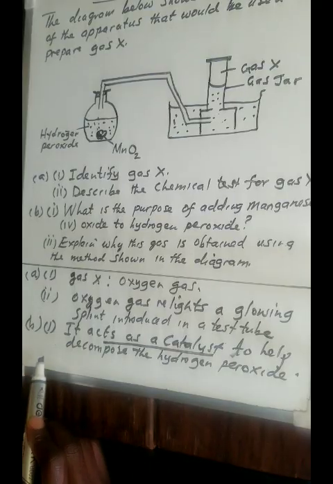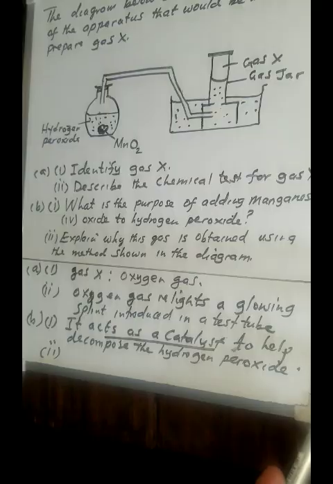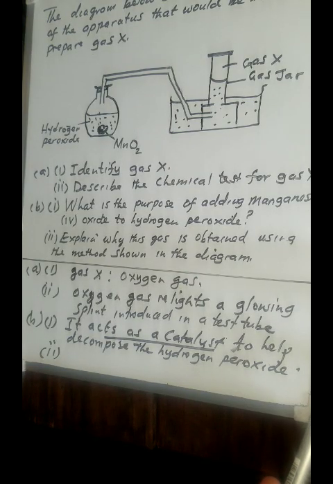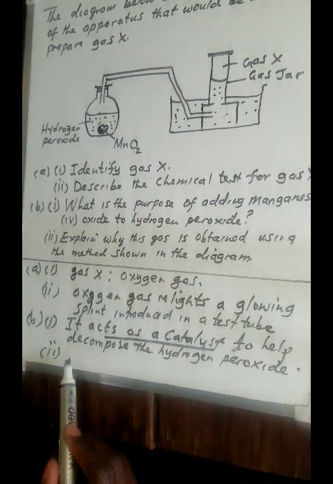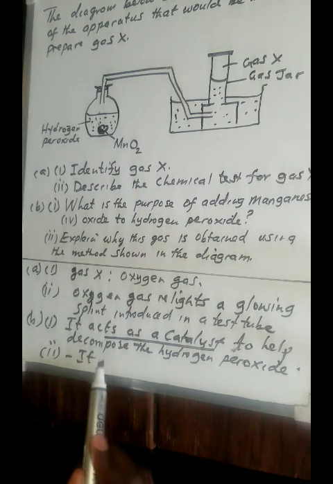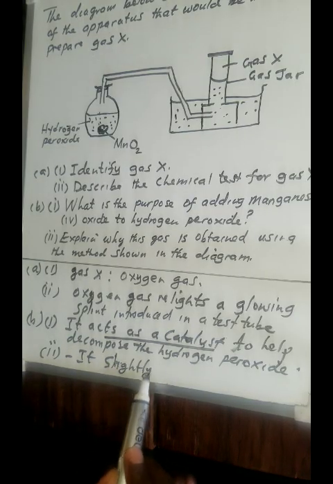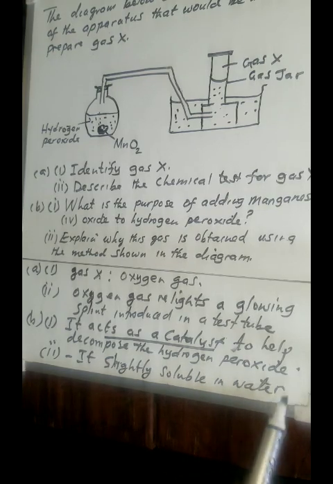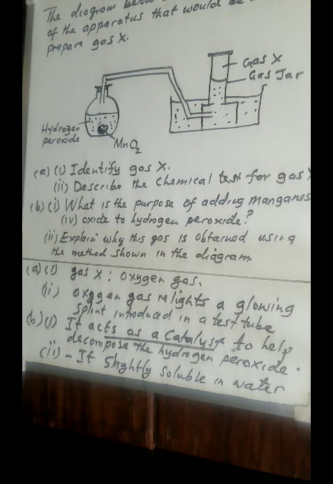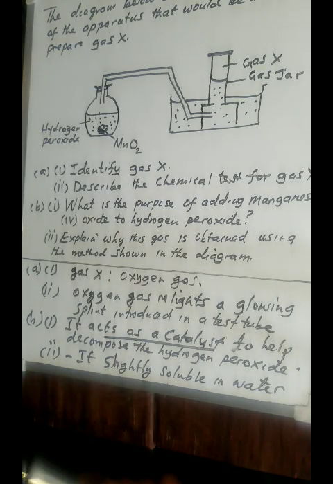That's the key word that you need to remember. Okay, so again, we can look at B2. It says, explain why this gas is obtained using the method shown in the diagram. So why do we use the method shown in the diagram? We can simply say it is slightly soluble in water. In other words, much of it is not going to be dissolving, just a small amount. No wonder we can use this method, collecting it over water, the downward displacement of water.